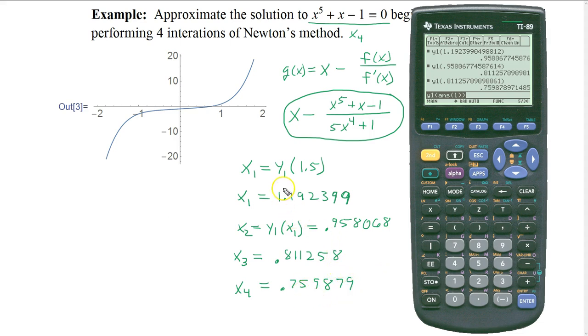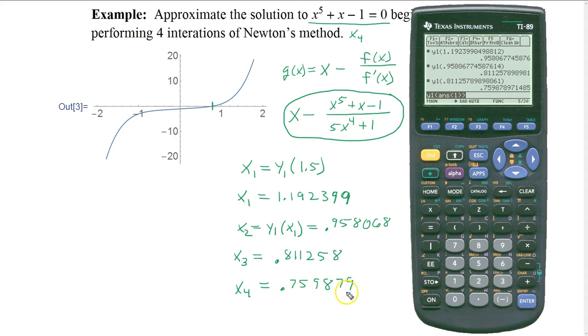And let's check it out. Right here's the graph of the function, and right there is where we cross the x-axis. That is our solution to x to the 5th plus x minus 1 equals 0, graphically right there. And yeah, it does look like that number is around 3/4 or 0.75, and we came up with 0.759879.